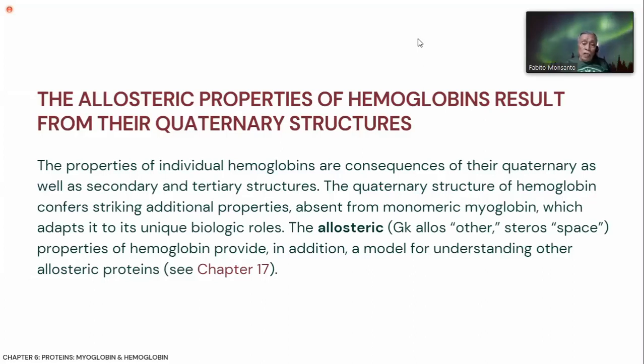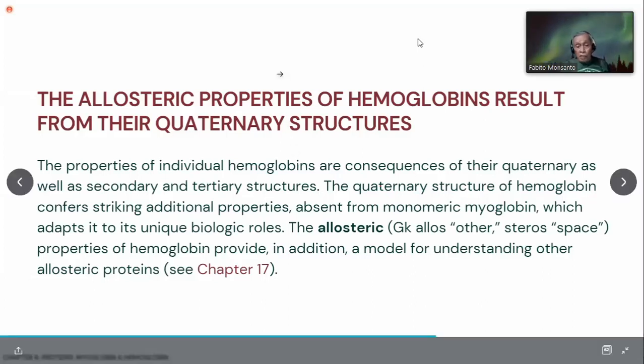The allosteric properties of enzymes are very similar to the allosteric properties of hemoglobin, resulting from their quaternary structures. Quaternary structure, do you still remember our protein?